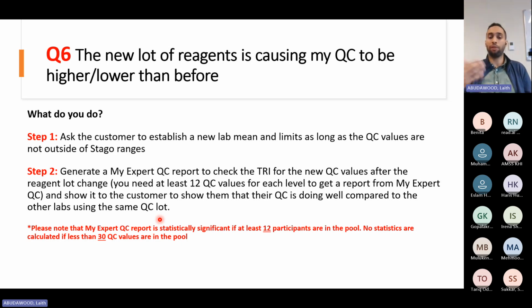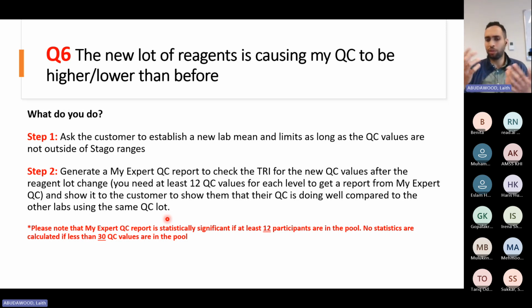So you need to have at least 30 runs per level of a QC when you submit the MyExpert QC report. And another point, to have a statistically solid and robust report from MyExpert QC, you should ideally have at least 12 other labs using the same lot, 12 participants. When you see the report of MyExpert QC, you will see the number of participants in the report. Now, if you have less, the report is less statistically robust, but sometimes you can still take an idea about what exactly is going on in your lab. But ideally, you should have at least 12 participants.